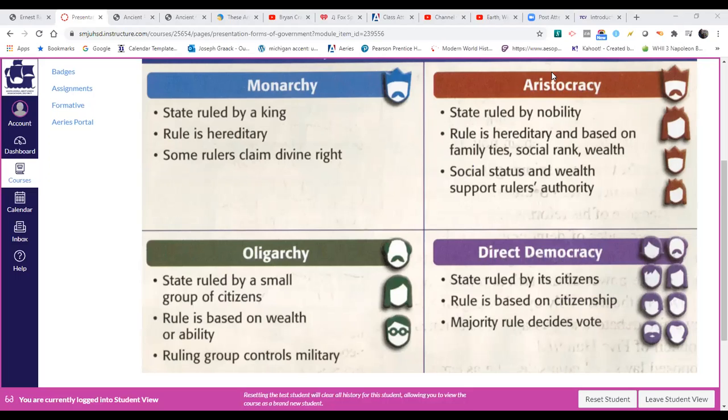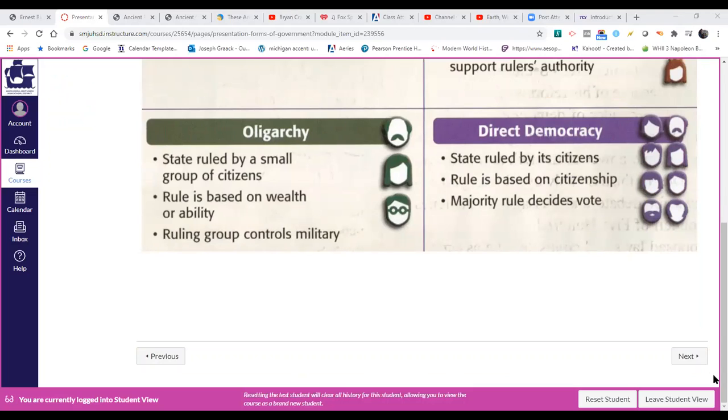And then, as we've said, Athens, ancient Greece, you have a direct democracy. The state is ruled by its citizens. Rule is based on citizenship. The majority rule decides the vote. So you can see the basis from where we get our ideals from there.